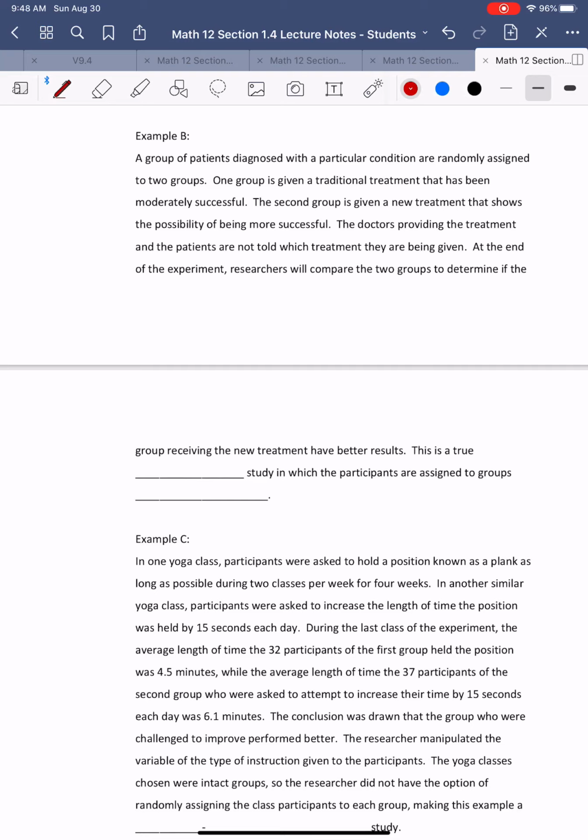So this is true: an experimental study is a study in which the participants are assigned to groups, and the participants assigned to groups must be assigned randomly.